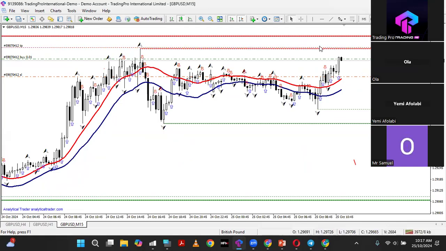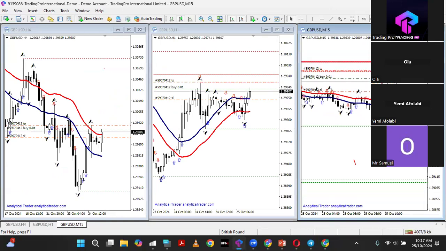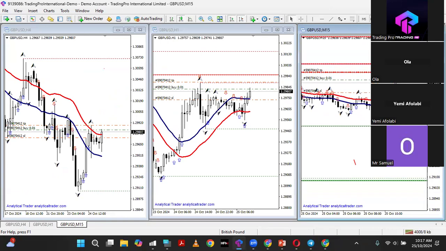Like I said, if you're going to take a trade, you make sure there's space between where you're entering and where the trade will move. So we've put our stop loss here. We've bought here. Let's see if price would actually move up. So we've taken a buy. Let's wait and see.